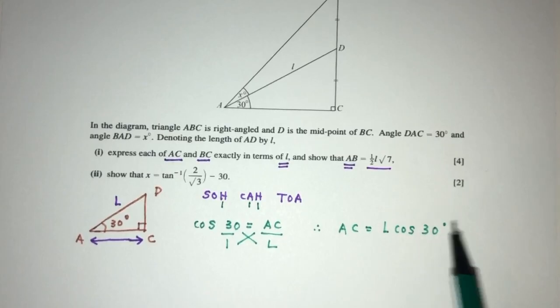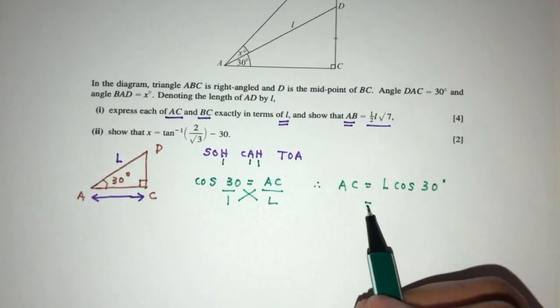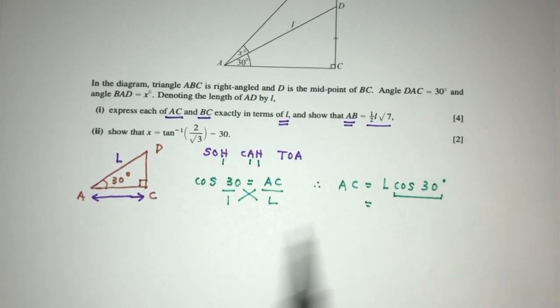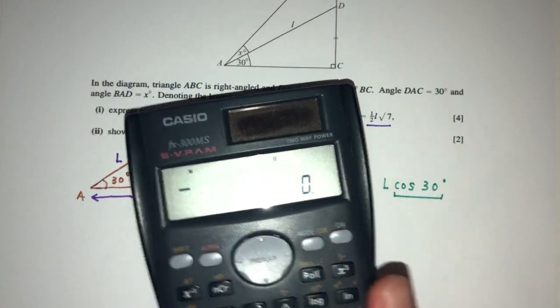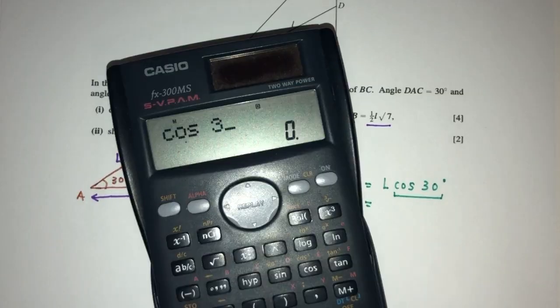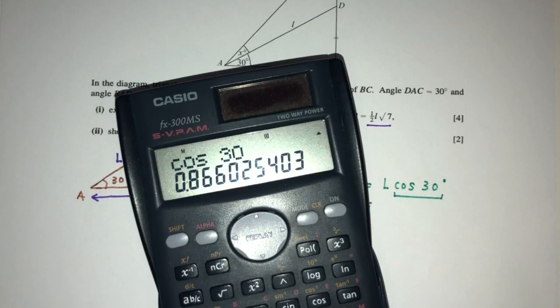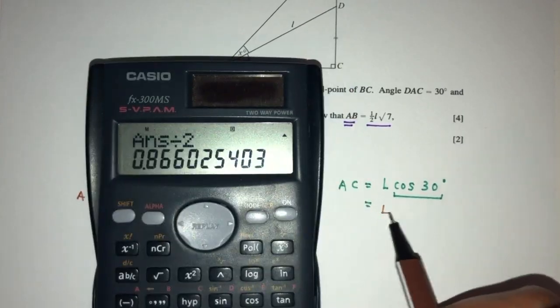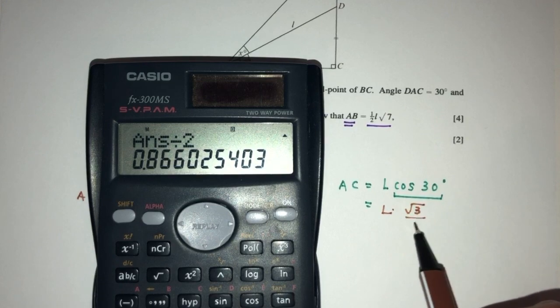Now we have to provide the exact value. So what is the exact value of cos of 30? So you guys have to know this. I mean, usually you don't need to memorize, but I will recommend that, to be honest. So cos of 30 will be this value. With experience and practice, this is the same as root 3 divided by 2. So that will be L root 3 over 2.